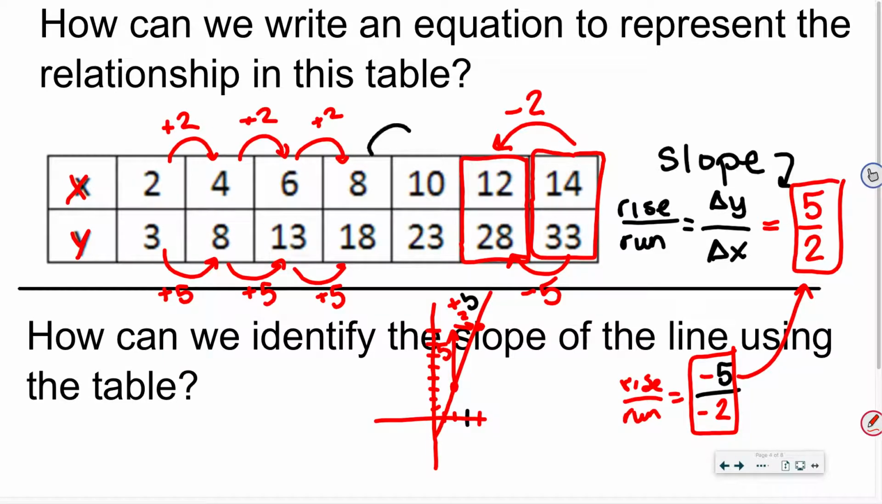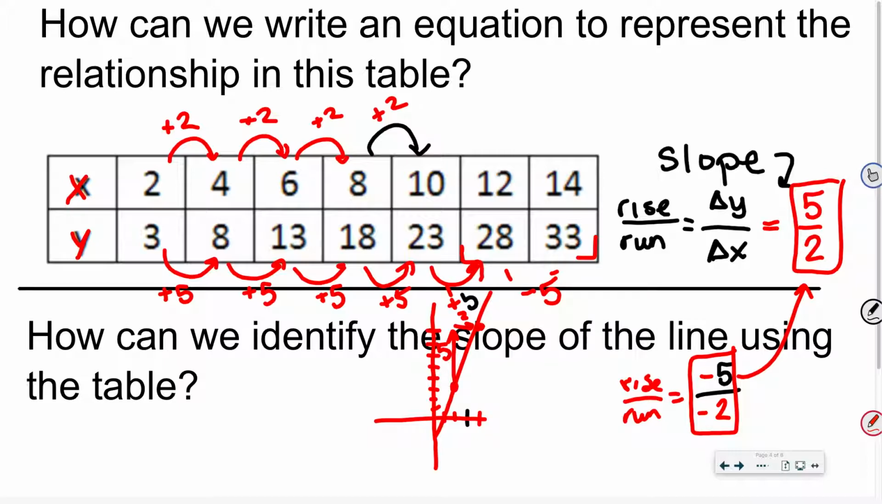What kind of line is this? When I showed all of these values, and I kept getting +5, +5, +5, +5, and then my x value is +2, +2, +2, +2. What do I know about that line? Think about your terminology. What's it going to look like? It's going to be a straight line. How do you know it's a straight line? Because the rate is constant.